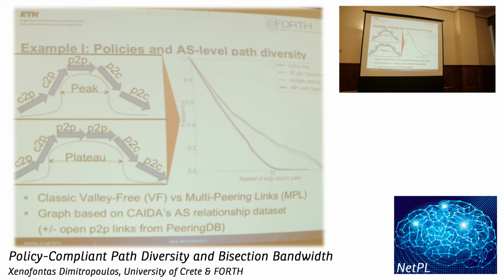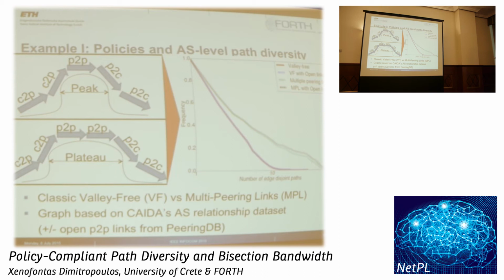Okay, and here we see how path diversity is affected in the different scenarios. This is a complementary CDF, and these are two lines actually. These two lines correspond to the classical valley-free model and to the valley-free model with added peering links from PeeringDB. And these two lines correspond to the MPL case where we have multiple peering links, as well as added links at IXPs.